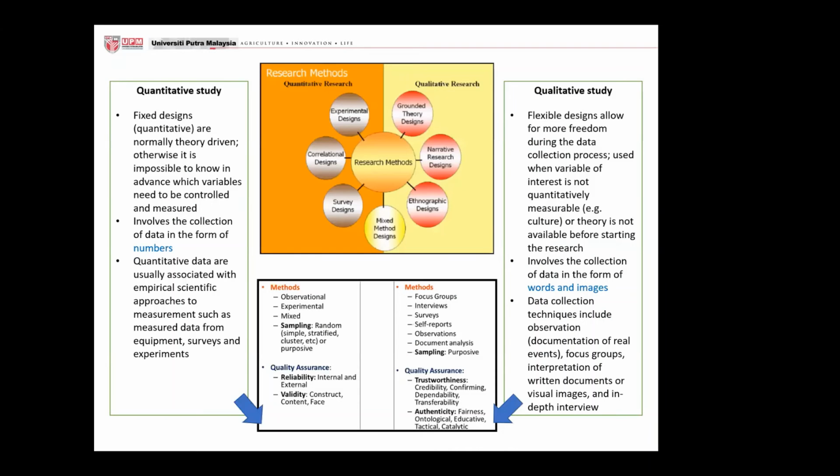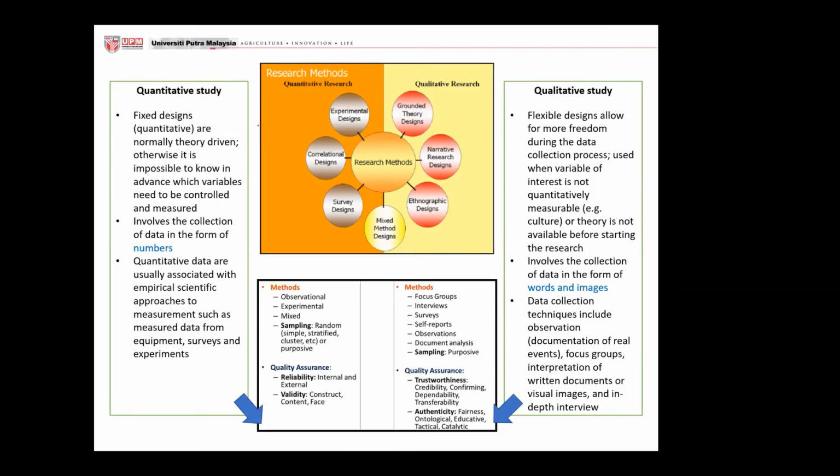So I'll put this here for you. You can always come back and look at this if you're interested. However, this is a very brief overview of the differences between quantitative and qualitative study.